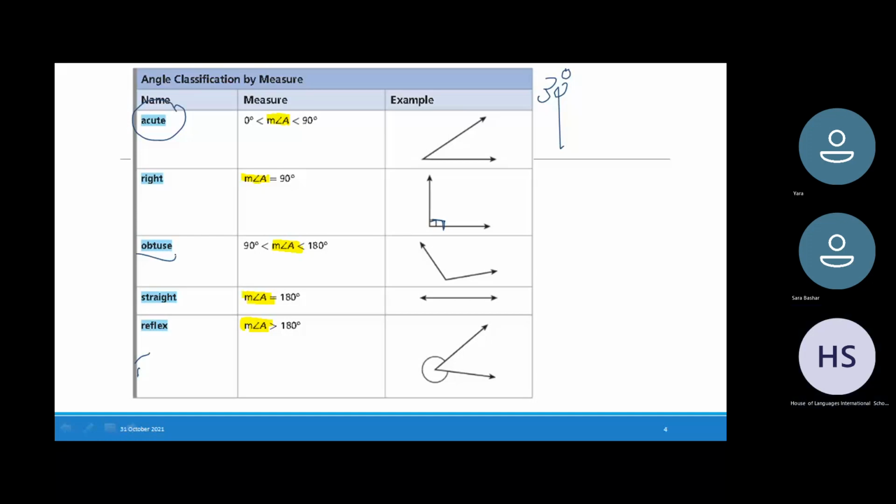All of these angles are obtuse angles. Now, if the angle is 180, what do we call it? Straight angle. And if it is greater than 180, we call it a reflex angle. So now, let's see this one. This one is 30 degrees. Which type of angle is it? It's less than 90, so it is acute.